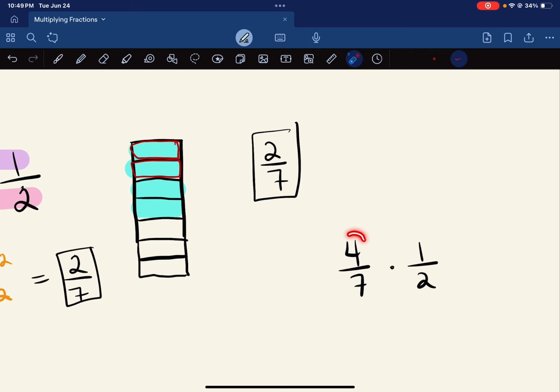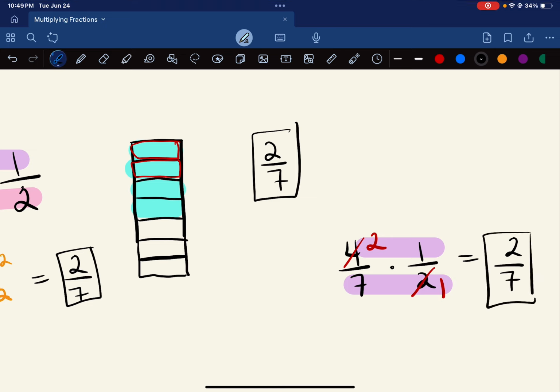But what about 4 and 2? 4 and 2 are both divisible by the number 2. So 4 divided by 2 gives me a 2, and 2 divided by 2 turns into a 1. So now when you multiply your values, you end up with 2 times 1 over 7 times 1. And of course, 2 times 1 is just 2, and 7 times 1 is just 7. We still get the same answer.